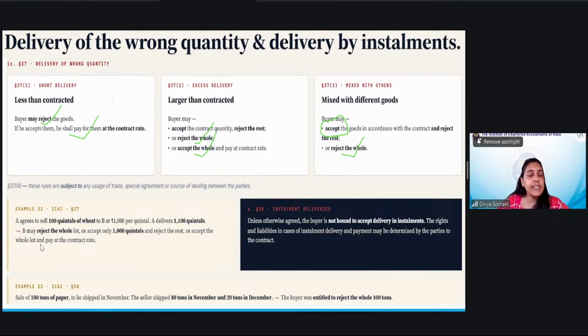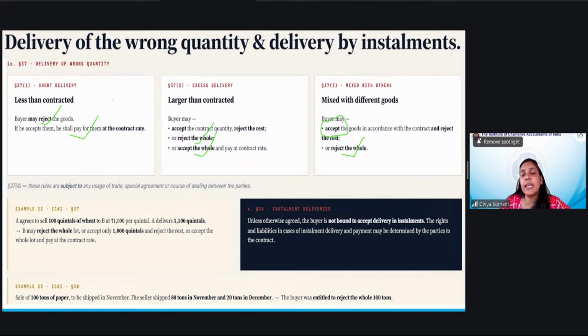Let us go and check the examples. But here the specific point which is mentioned is that these rules are subject to any usage of trade, special agreement or course of dealing between the parties. So if nothing is discussed between the parties, these rules will prevail. But if the parties have decided something specifically, or a regular market trend is there that in this particular circumstance this will be the rule, then in that case, these rules will not prevail.